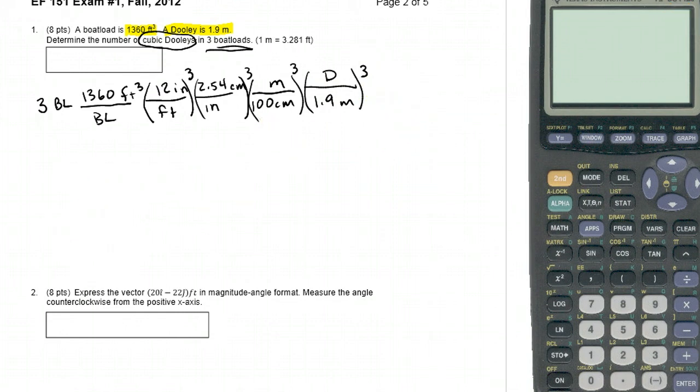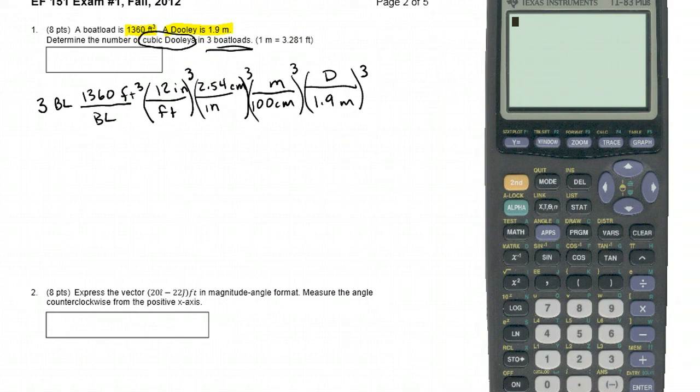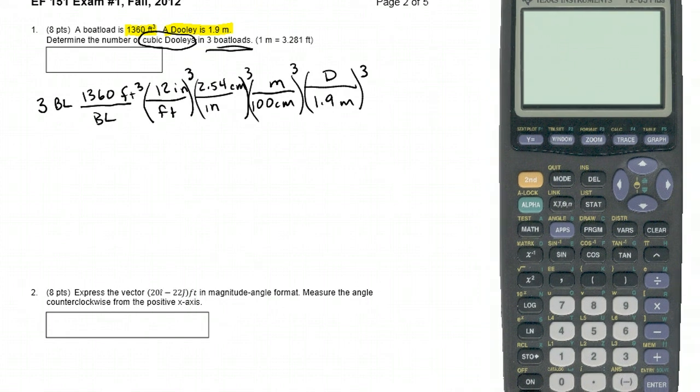Okay, so let's come over here to our calculator and plug it in, 1360 times 12 cubed times 2.54 cubed divided by 100 cubed divided by 1.9 cubed. Common mistake is to forget the cubes.